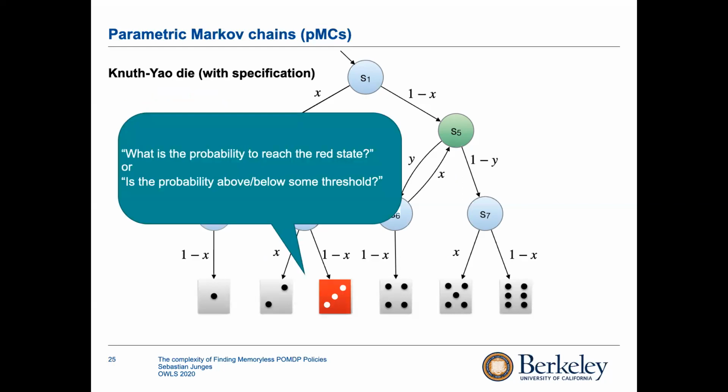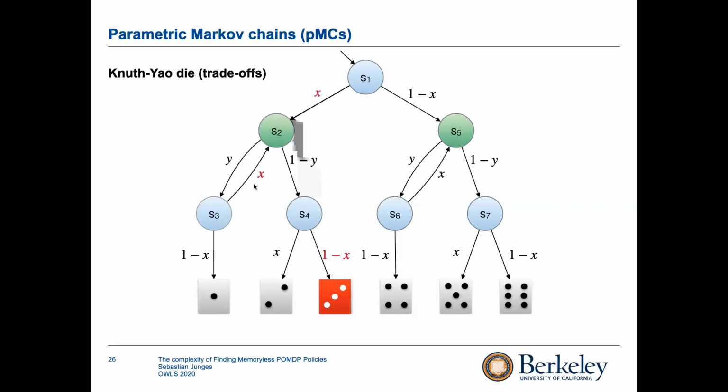And now if we have this question of what is the probability to reach the red state, or is the probability above or below some threshold, then it's important to realize that we have these same values x at different states, which means that whenever we flip a coin and it yields heads with probability x in state 1, then with the same probability x, we will flip heads in S3. Now, if we're going to make this value, for example, of reaching the red state as large as possible, then you can see that here it's beneficial if x is as large as possible, because we want most of the probability mass to flow to the left branch.